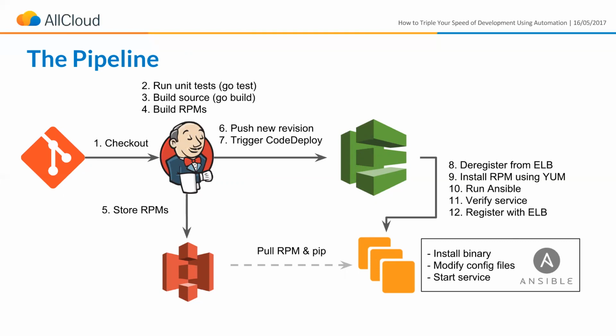So CodeDeploy will then deregister one instance or a couple of instances, depending on what you configured, from the load balancer. It will then install the Ansible RPM, and it will then run Ansible, which in turn will make sure that the proper RPM for the code will be installed from your artifact storage, S3 in our case. Then finally, it will verify the service is running properly and then re-register the instance to the load balancer. So it looks kind of complicated, but it's a very nice, common use case. We have many customers using this approach.